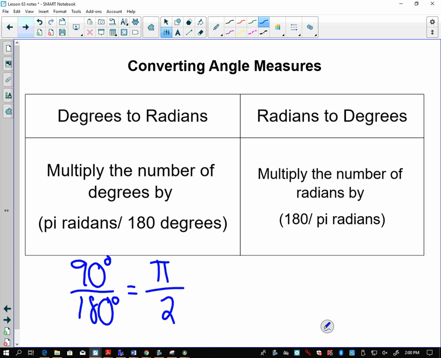Okay? And again, we could go back the other way, right? If I wanted to take pi over 2 and turn it back into degrees, what would I do? 180 divided by 2, right? Because I would substitute 180 in for pi. What's 180 divided by 2? 90. I get back to my 90 degrees. Does this make sense? Okay, we can do this. All right, just keep it simple.